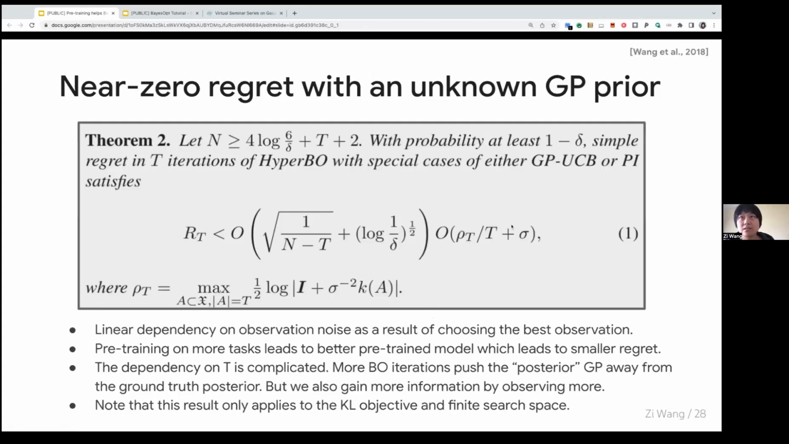Typically, in the regret bounds we have for GP-UCB or other Bayesian optimization methods, the more iterations, the better. But here, the regret bound shows that if we have more Bayesian optimization iterations, it actually pushes the posterior GP away from the ground truth posterior. But we still gain more information by observing more. Notice that this only applies to the KL objective, and the more general case is still an open question, and I welcome everyone to take a look and see if you can solve it.